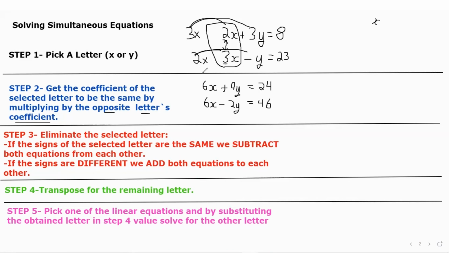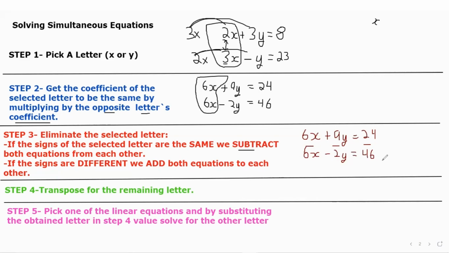Remember, we're still isolating the x's, because that's what we chose. In this case, the signs are the same, and when the signs are the same, we subtract. So literally, you're subtracting everything. It will look something like this. Let's write it over better so you can see it: 6x plus 9y is equal to 24, and 6x minus 2y is equal to 46. We just subtract everything. So you subtract here, and you subtract here.